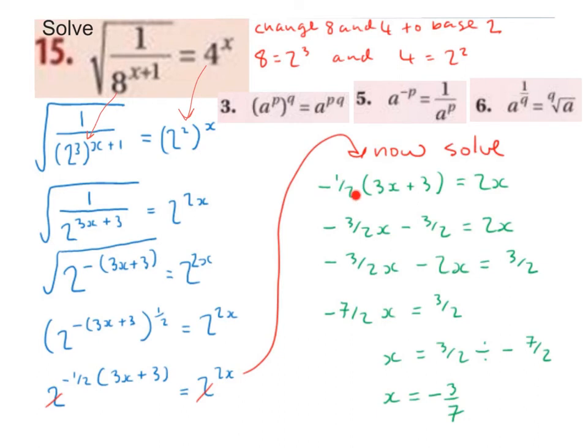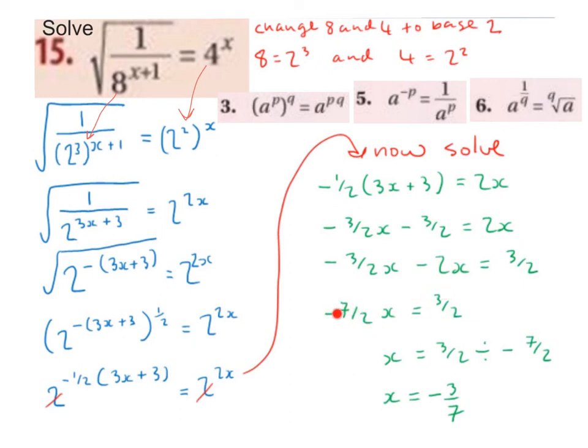So now I'm going to multiply out that half, which in this case is a minus a half, because I had a minus from here, which was brought down here, and now brought up here. So minus a half times 3x gives me minus 3 over 2 x, and minus a half times 3 gives me minus 3 over 2, and this is equal to 2x. I'm going to bring the 2x over the equal sign to become minus 2x, and I'm going to bring the minus 3 over 2 over the equal sign to become 3 over 2. So now I have my x's together on one side. Minus 3 over 2 x minus 2x gives me minus 7 over 2 x. And this is still equal to 3 over 2.